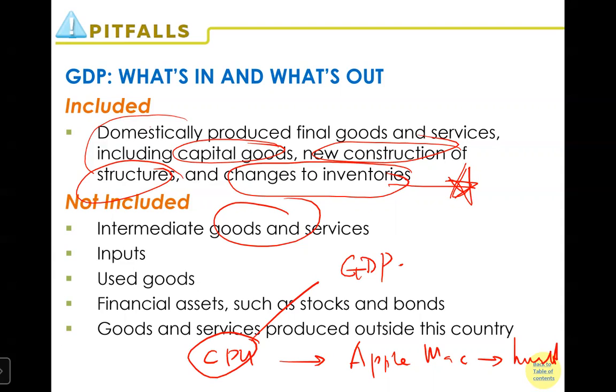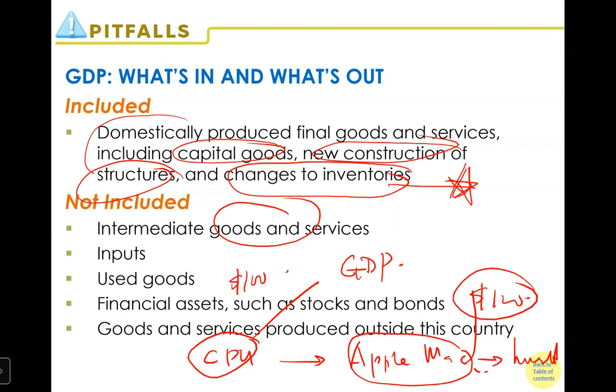Why? Because say for example this CPU is $100, right? But then remember, Apple's Mac has a CPU inside, and somehow there's another $100 in the cost of this MacBook. Does that make sense? That just means you're going to calculate the value of the CPU twice. Does that make sense? So this is called intermediate goods. You cannot include the intermediate goods. Otherwise, you're going to count it twice.